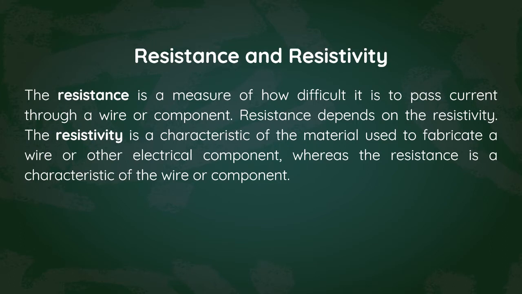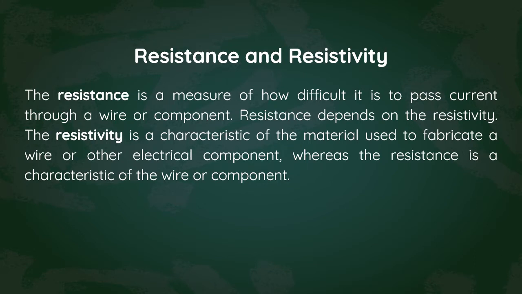Basically, it's something that inhibits the flow of electrons. Resistance depends on the resistivity, and resistivity is the characteristic of the material used to fabricate a wire or other electrical components, whereas the resistance is the characteristic of the wire or the component.